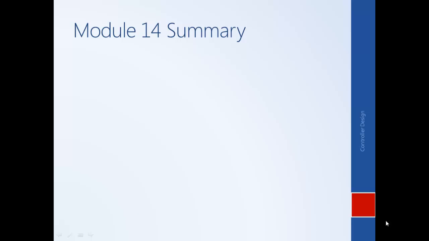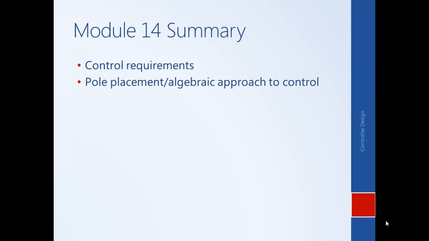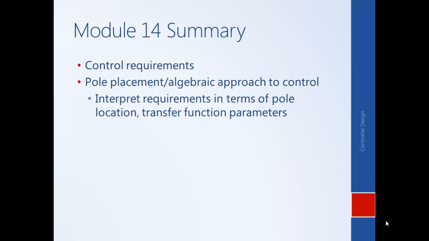So this brings us to the conclusion of Module 14. In this module, we introduced an approach to controller design. First, we discussed how to specify the requirements for a control system. In particular, we typically use parameters related to the step response of a system as its specification. Its settle time, its rise time, its overshoot, etc. We also introduced a pole placement approach to control. So the idea is that we interpret requirements in terms of pole location or transfer function parameters.